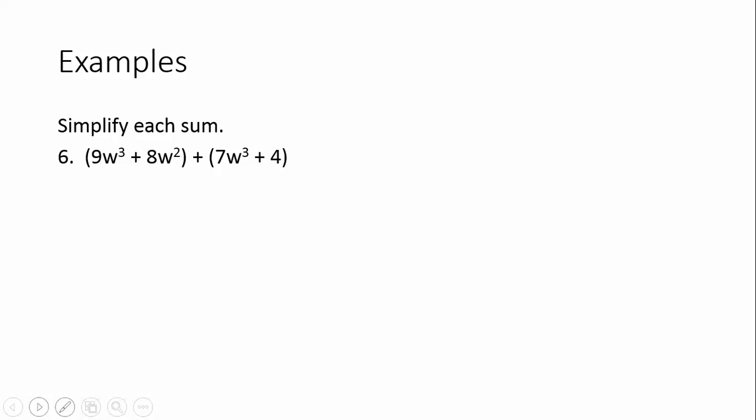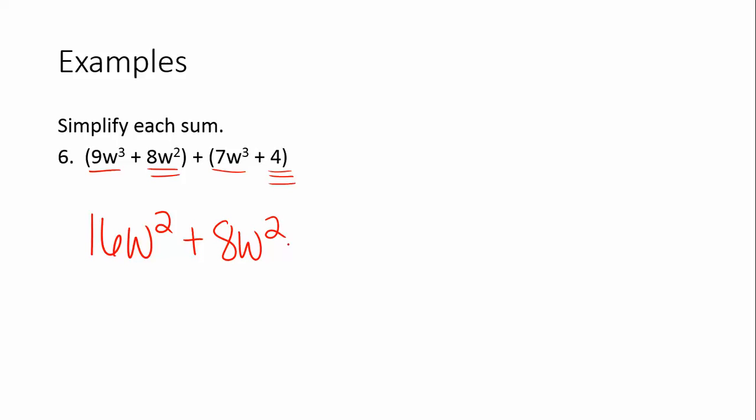Try 6 on your own, so pause the video here and combine your like terms. I have a w cubed in 2 spots. I have w squared, and I have my constant 4. So you can see we have 3 different like terms. If I have 9w cubed and 7w cubed, that's 16w cubed. I have 8w squared, but I don't have w squared anywhere else, so I just have to bring the 8w squared along. There's nothing to combine with it. And the same thing with the plus 4.